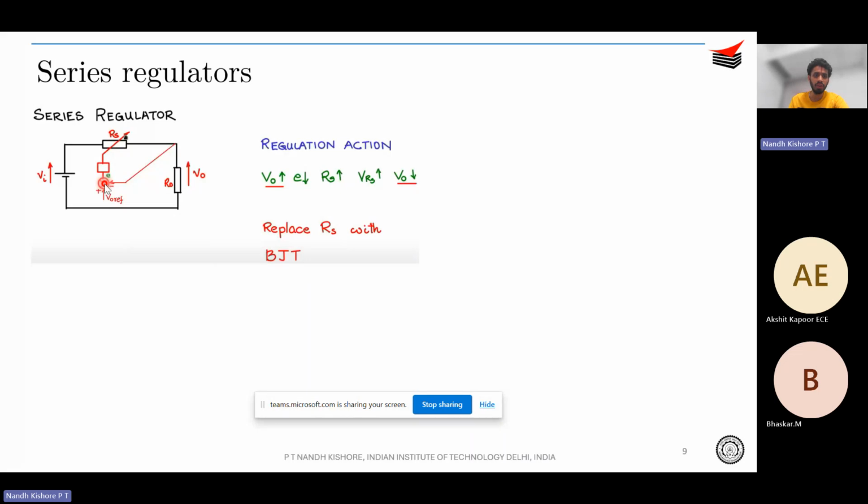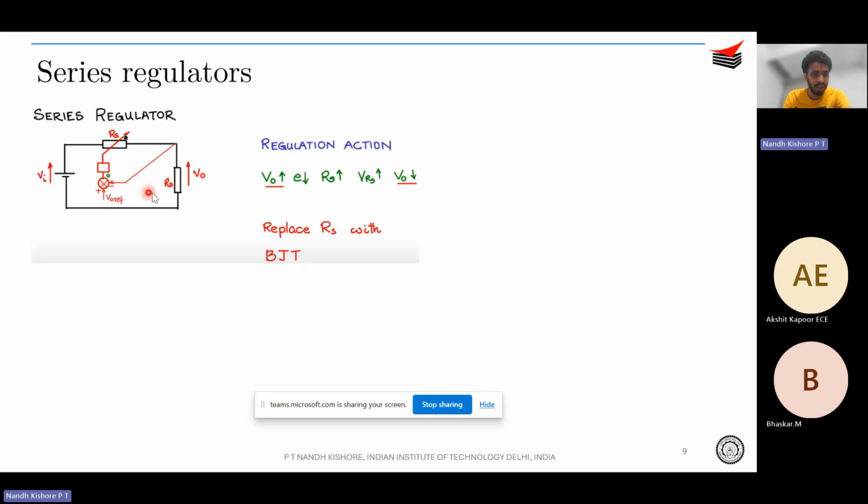In an ideal scenario, you want your V naught reference to be the same as V naught, right? That is, your output voltage should be the same as V naught reference. Your output voltage should actually track whatever is your reference voltage. If there is an error, there will be a finite error E, that is V naught reference minus V naught. And based on this error, the RS is varied so that V naught comes back to V naught reference. Okay, so it is a closed loop negative feedback system, right?